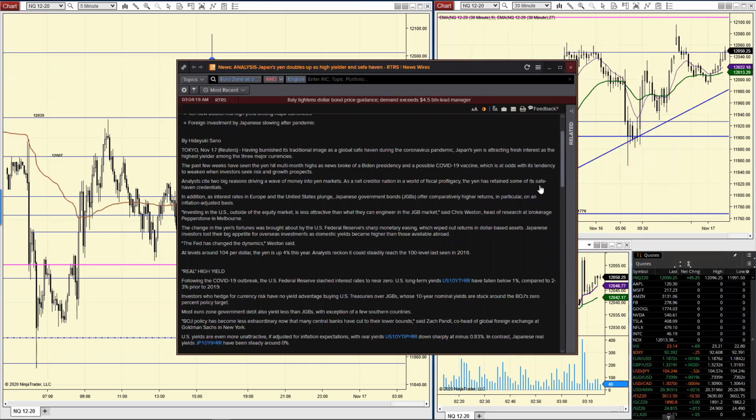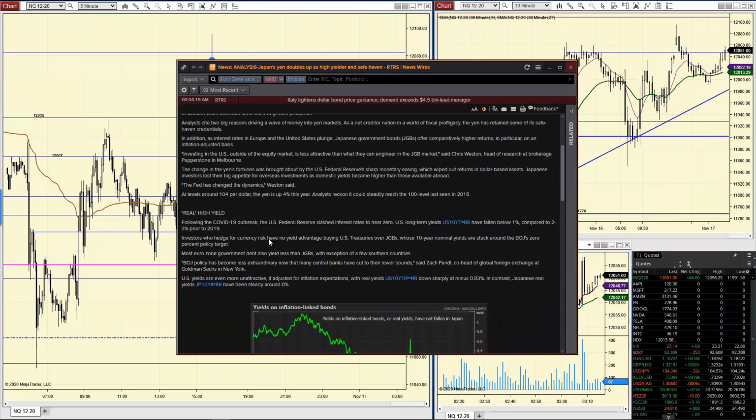Sorry about that. I had to sneeze, so I muted the mic. Analysts cite two big reasons driving a wave of money into yen markets: as a net creditor nation in a world of fiscal profligacy, the yen has retained some of its safe haven credentials. Let's see if there's anything of any significance here.